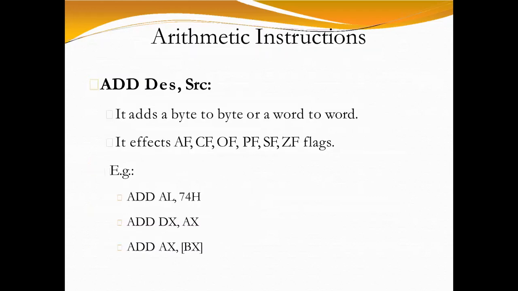Next is the arithmetic instruction. These instructions are used to perform arithmetic operations like addition, subtraction, multiplication, division, etc. The first one is ADD destination, source. It adds byte to byte or word to word, and affects the AF, CF, OF, PF, SF, ZF flags. For example, ADD AL, 74H, where AL is the destination and the source is 74H.